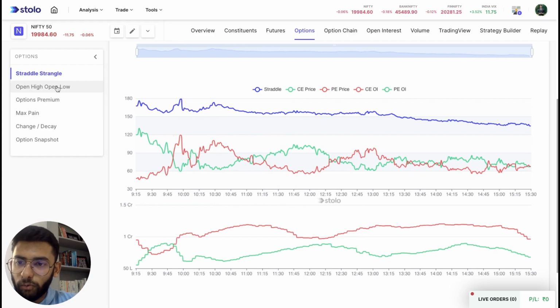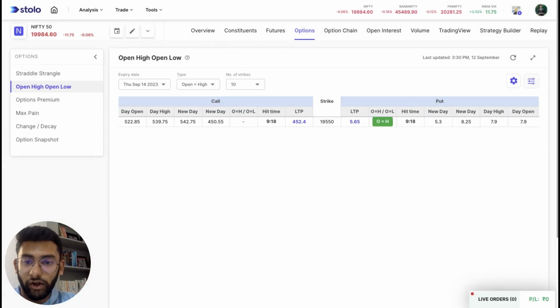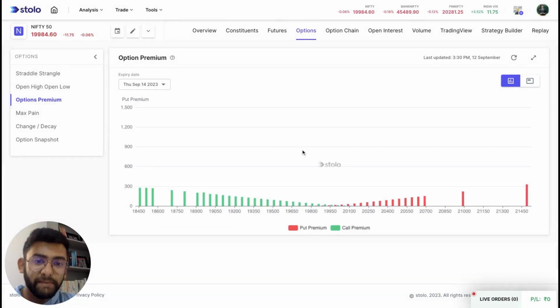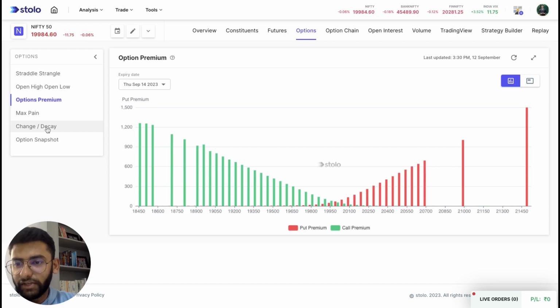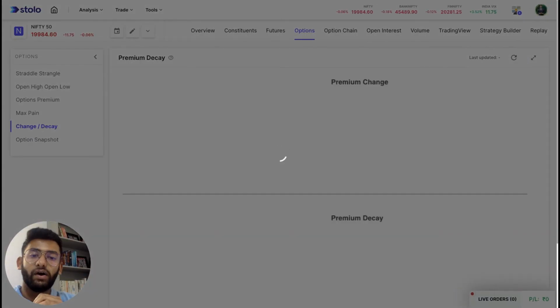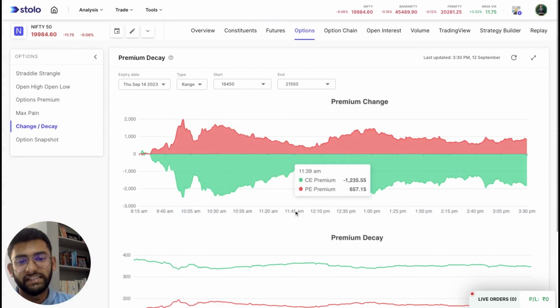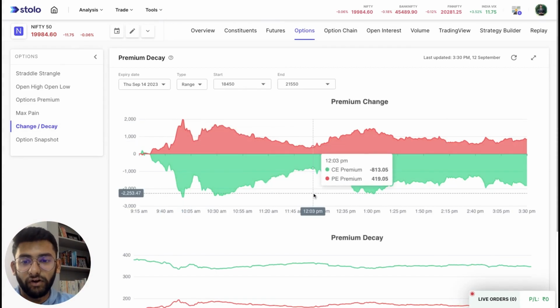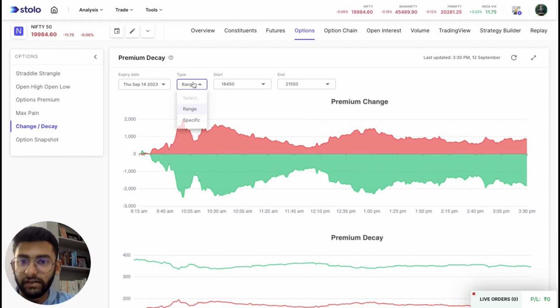So similarly, we have open high, open low, which will allow you to filter your option strikes based on how the opening went. You have your options premium, which will give you the premiums of that specific strike, max pain. You have your change decay, right? This is one more very interesting feature where this actually tells you how the decay for that specific strike or for a specific range has been happening, right? So you can select here the specific type.